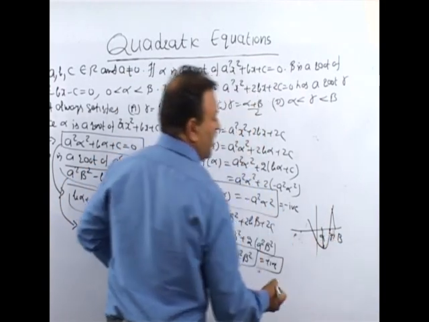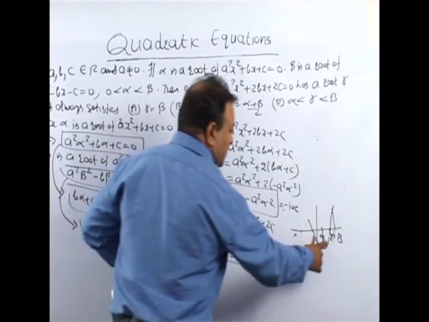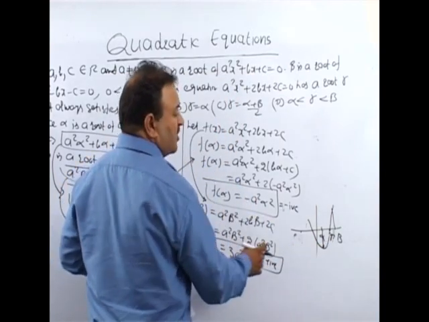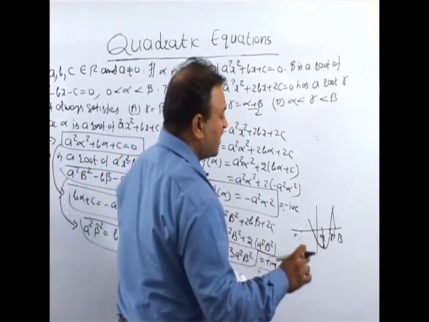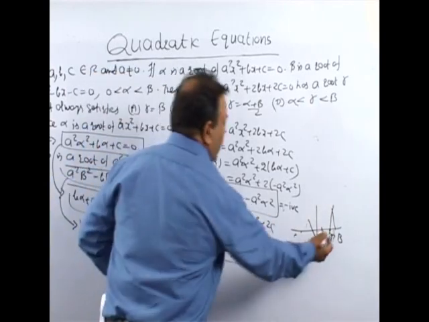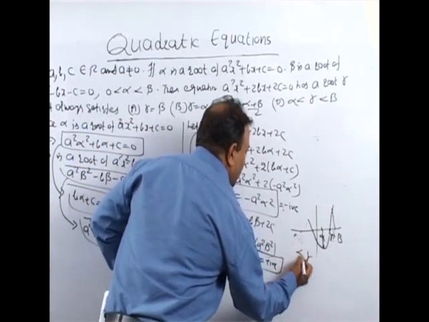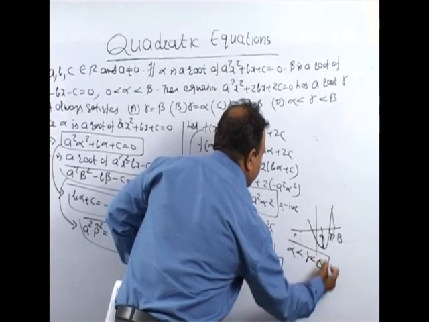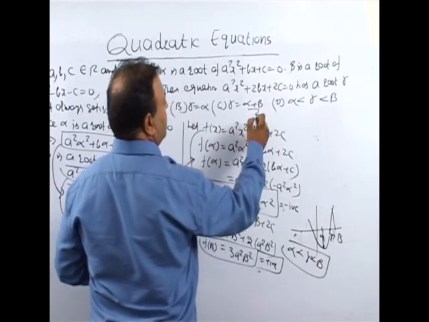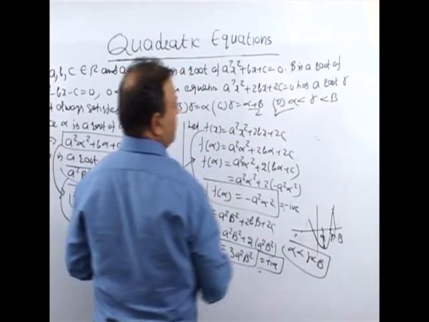It has at least one root, since it is a quadratic function. So we will say it has one real root, and that gamma lies between alpha and beta. So the right option is D option.